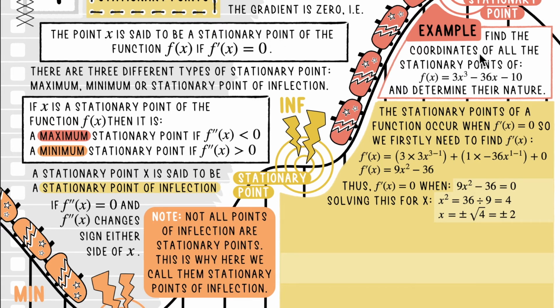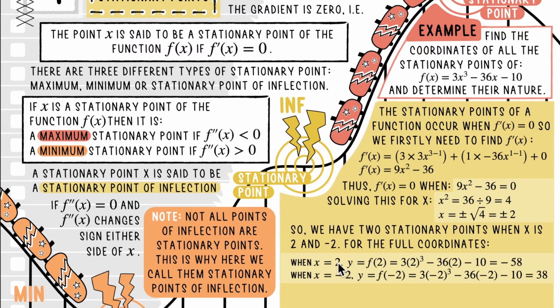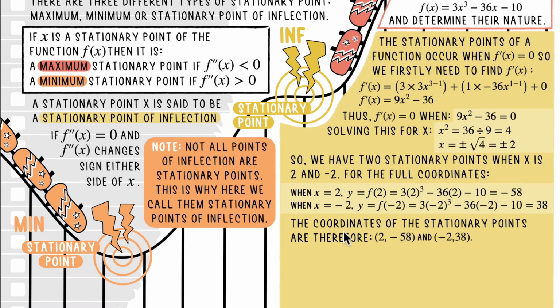Now the question is actually asking for the coordinates of the stationary point. So we need to find the corresponding y coordinate that goes with x is equal to plus or minus 2. So let's do that. So we just say when x is equal to 2, what is y? So we plug 2 into there. And similarly, when x is minus 2, what is y? And we plug minus 2 into there and we get the results. And therefore, we get the full coordinates of the stationary points as (2, -58) and (-2, 38). So that's the first part of the question done.